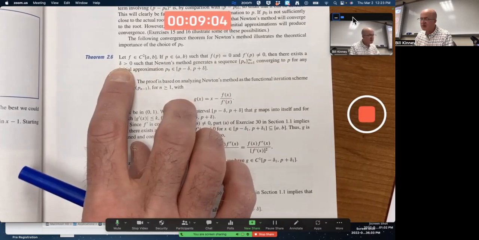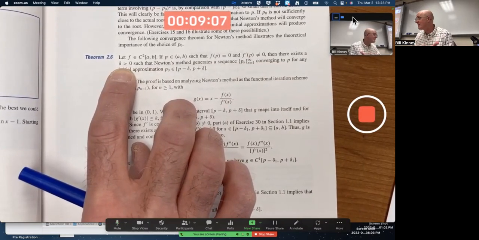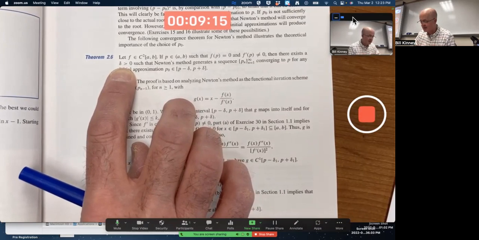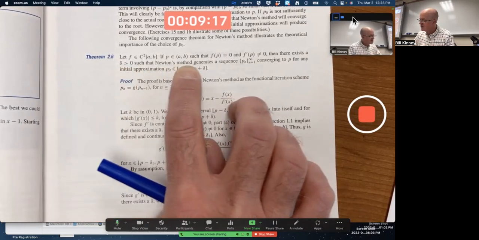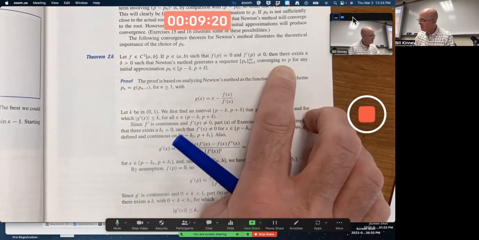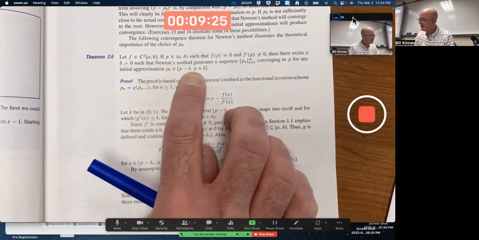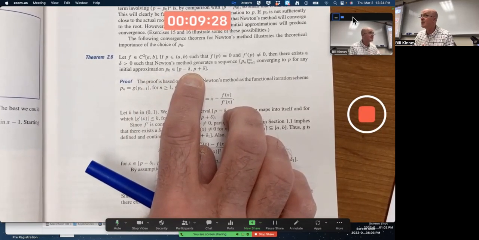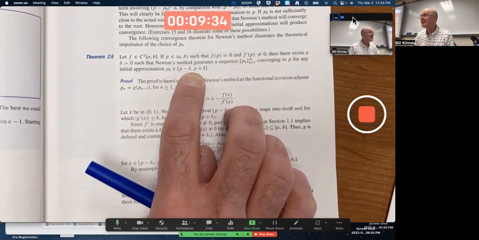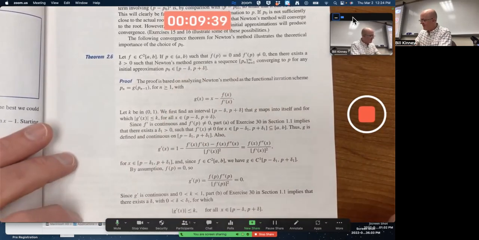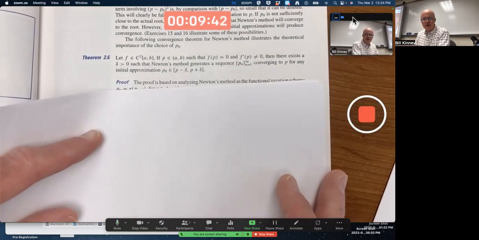Then there exists a number delta, possibly very small. In analysis, epsilon and delta are often thought of as being small numbers, but it doesn't have to necessarily be small, such that Newton's method generates a sequence converging to p, the root of f, for any initial approximation p sub 0 in this possibly very small interval. It is possible delta could be very small, like 10 to the negative 100 or something. Not usually that small, but in theory, it's possible it could be very, very small. All right. So we're going to try to understand the proof, but we're also going to draw a picture here to help us understand.